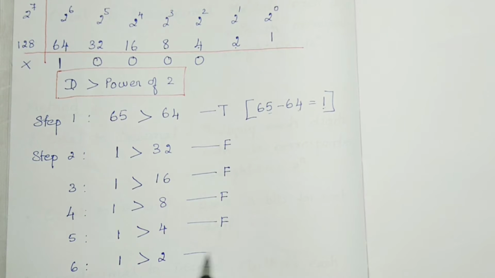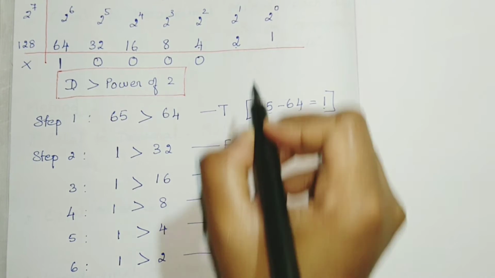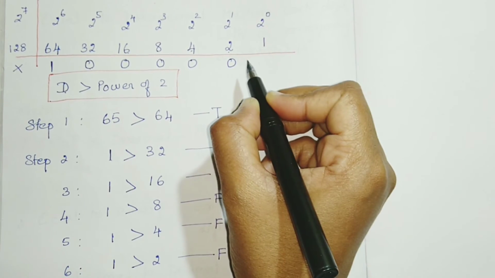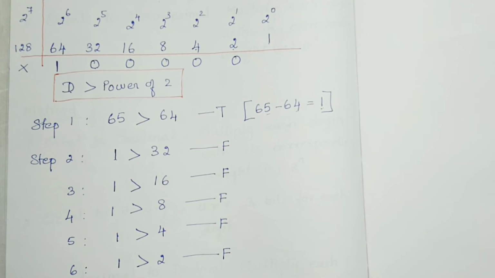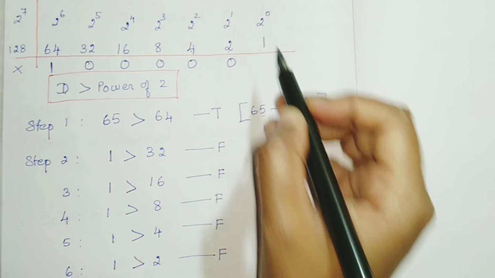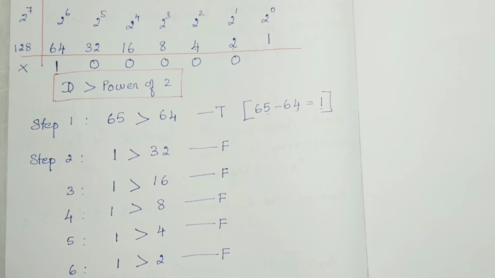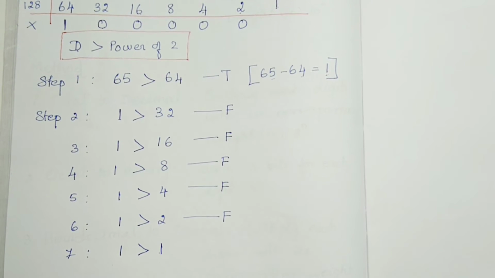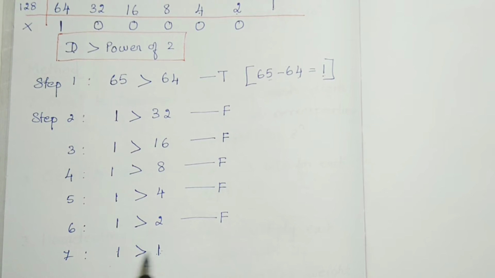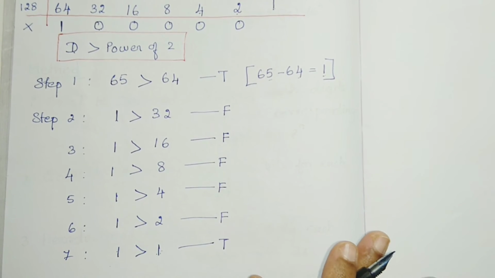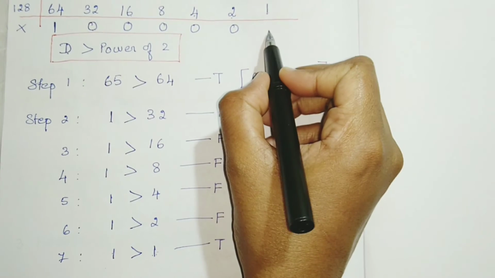Is that true? Is 1 greater than 2? False. Set it as 0. And finally, step 7, decimal 1 is compared with the power of 2, that is also 1. So 1 greater than 1. Now this is the condition. When both the values are same, you have to set the bit as 1 and stop the calculation with this.